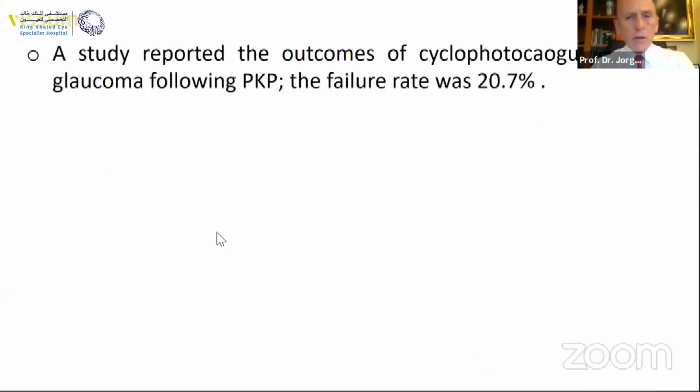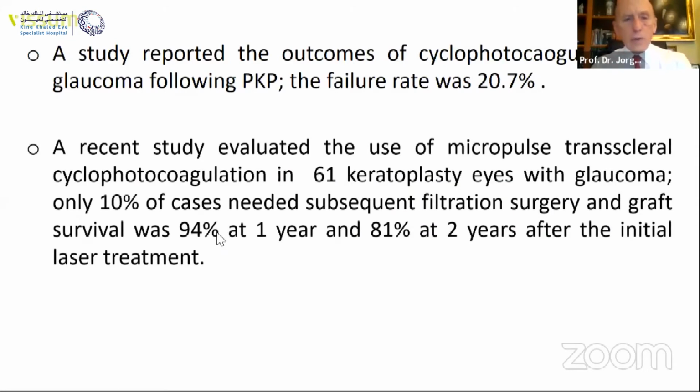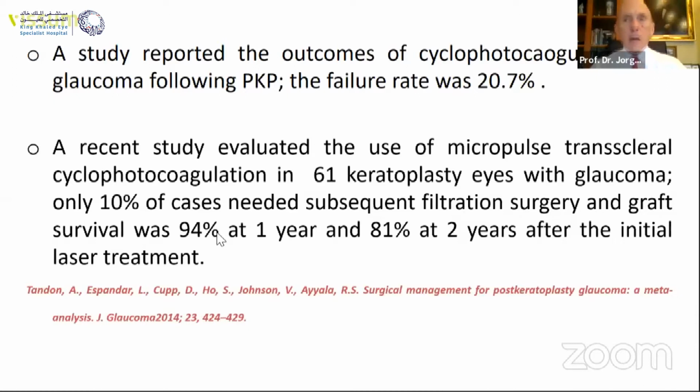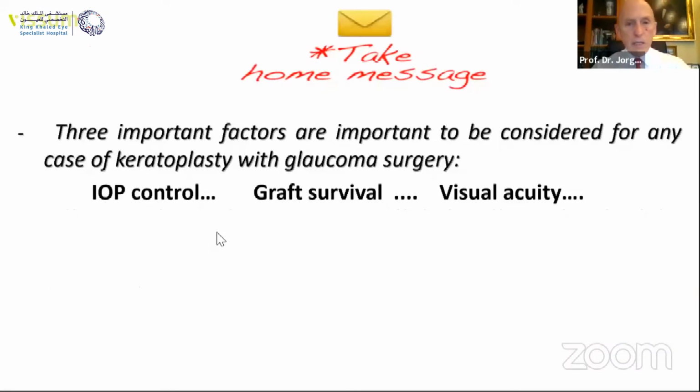One study reported the outcomes of cyclophotocoagulation for glaucoma with a failure rate of only 20.7%, which is about what is offered by the glaucoma valves like the Ahmed. So there is no advantage in using cyclocoagulation other than it's more comfortable and less expensive. In another recent study in which they used micropulse transscleral cyclophotocoagulation in 61 keratoplasty eyes, only 10% needed subsequent filtration, and graft survival was 94% at 1 year, and 81% at 2 years after the laser treatment. So probably you need to use these cyclodestructive procedures. The micropulse transscleral cyclocoagulation should probably be the only one to use, as the outcomes reported are quite favorable in this case.